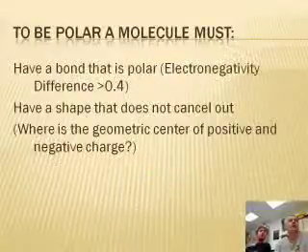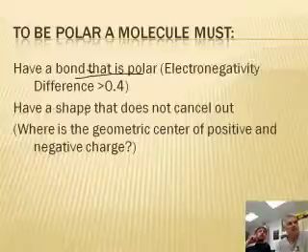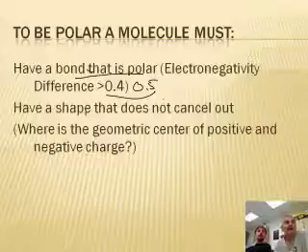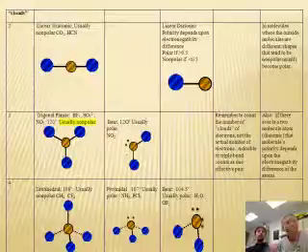So here's what I said. The polar molecule must have a bond that is polar. The electronegativity difference is greater than, shouldn't it be 0.5? 0.5, I think. It's kind of in that range. I've seen it written either way. 0.5, and it must have a shape that does not cancel out. Okay. All right, and this we say is where there's a geometric center of positive and negative charge. You'll see that in an example in just a minute. Okay, and you use the shape paper.